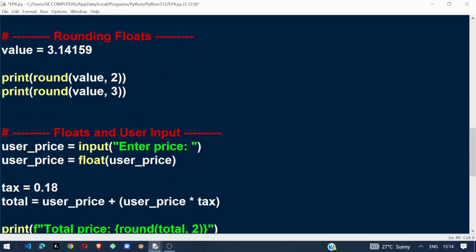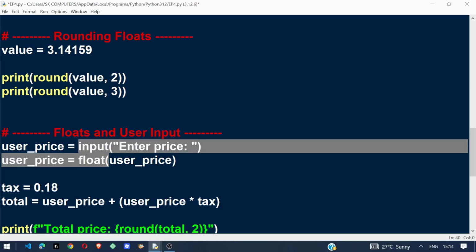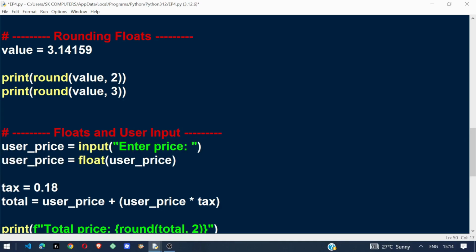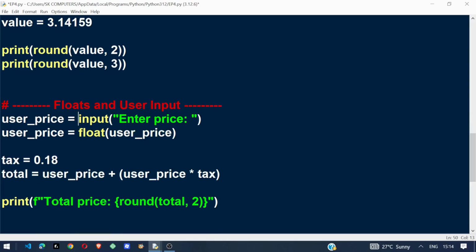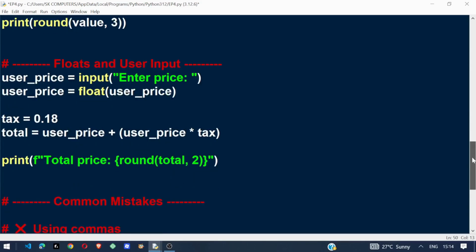This is floats and user input. In the last 2 episodes, we learned about strings and integers, which also had an input. You see, this is the name for the float with the input. This will also bring the price, but in decimal form. For example, there is tax here. And it will print the total amount of money you have to pay.